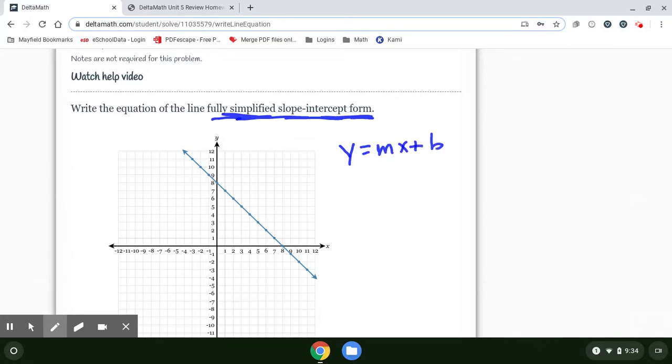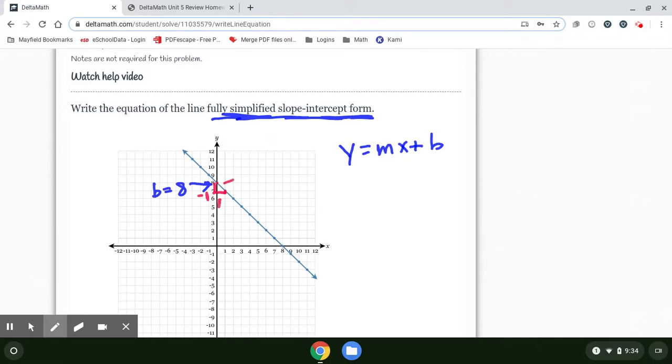I'm going to look for the y-intercept first, which is where it crosses the y-axis, which is at 8. So our b is equal to 8. And then the second thing I need to do is check the slope. If I go from 8, you'll notice they already have dots there. I have to go down 1, so down 1, negative 1, right 1, positive 1.